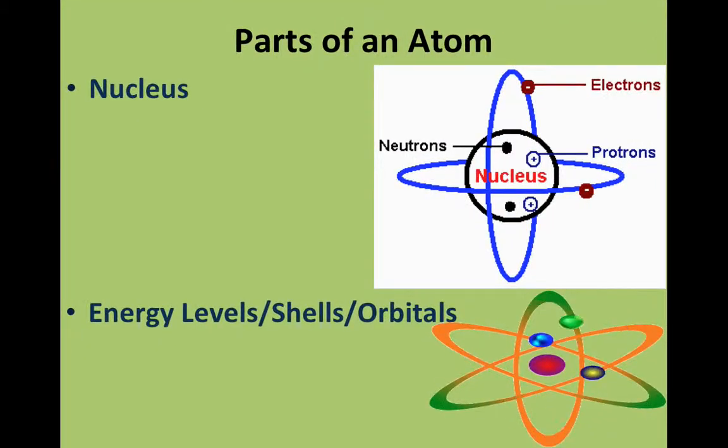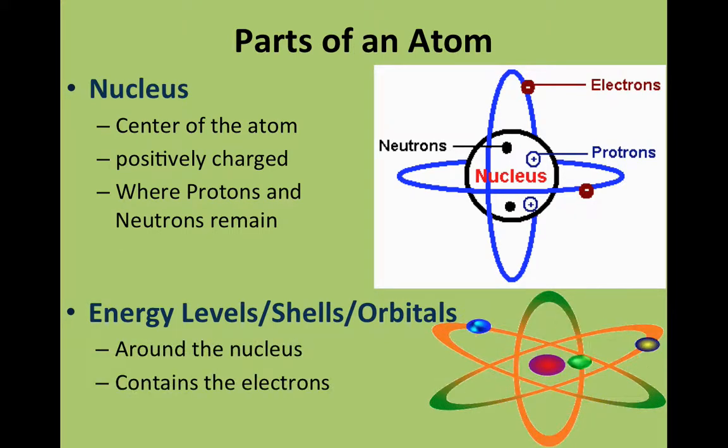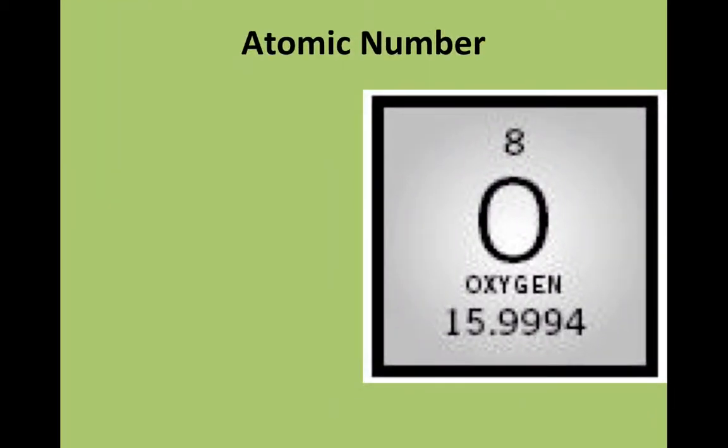Okay, on our next slide, we're looking predominantly at the nucleus. In the nucleus, again, is where the protons and neutrons are located. In the diagram to the right, the black circle is the nucleus, and that's where you see the neutrons and protons. Because the neutrons have no charge, the nucleus takes the charge of the protons. Then you have the energy levels, shells or orbitals, and this is where those electrons exist. So therefore, the charge there would actually be negative.